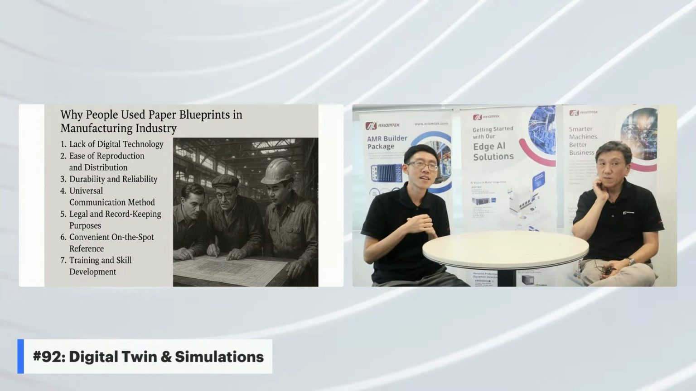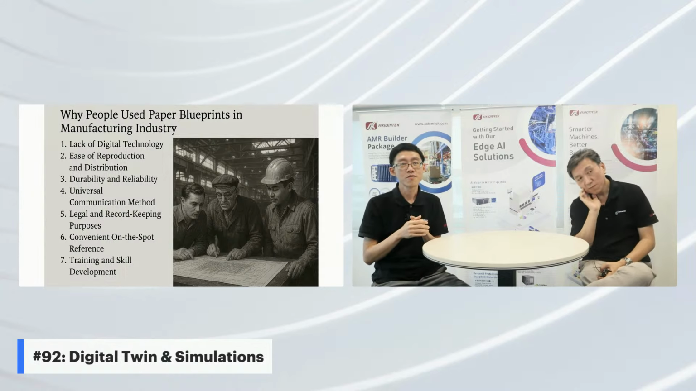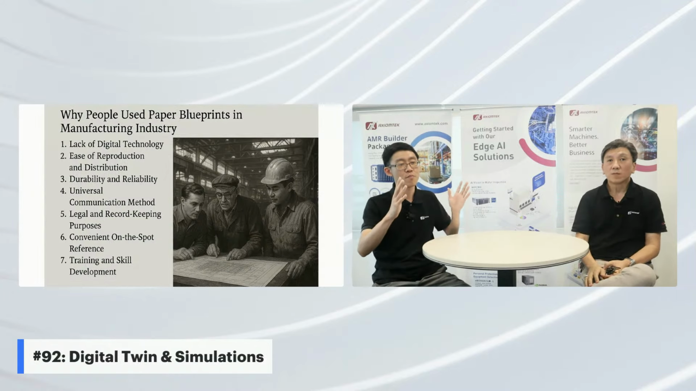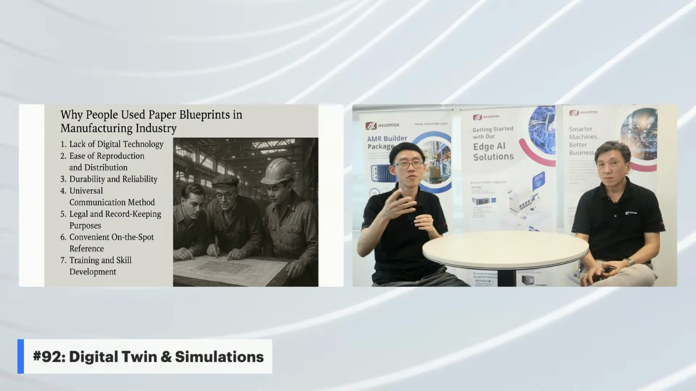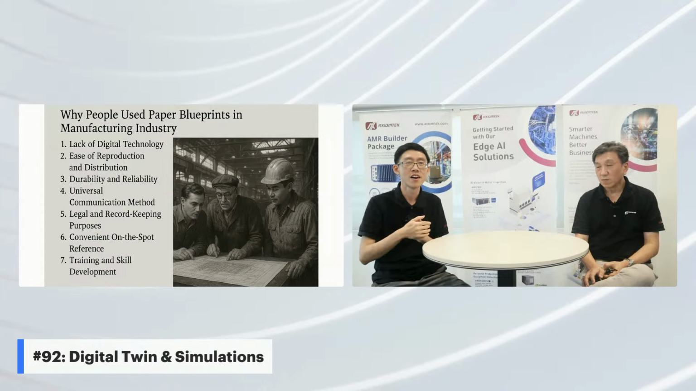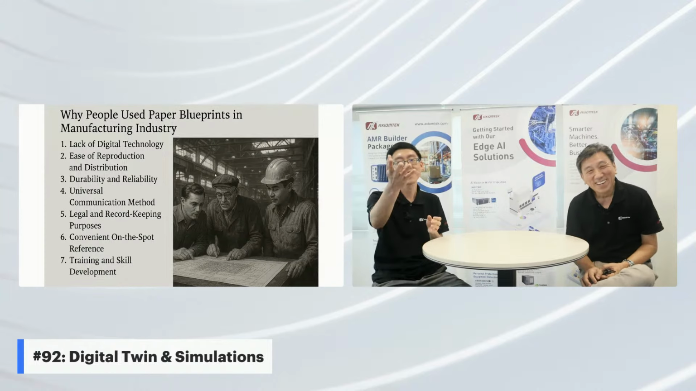And then it's also convenient for on-site reference. So in the old time, they just put a portion of the blueprint beside the machine, so that the operator or the engineer over there can just straight away look at it, so they know how to operate the machine, how to use the machine. So we can say, in the old days, those people were more intelligent than people right now. So that one is the fundamental.